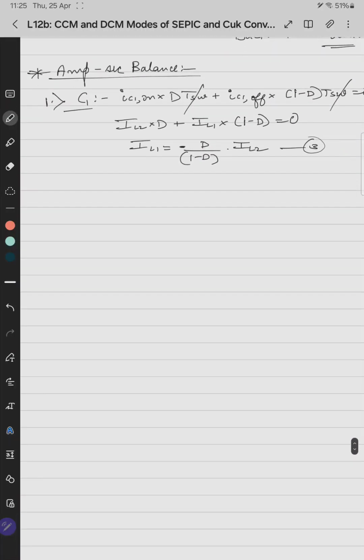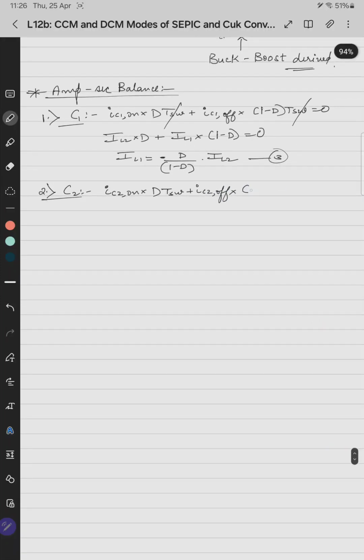Anyways, we'll follow only one convention and then accordingly do everything with respect to it. So second is C2 or C0. So IC2 on into D plus IC2 off into 1 minus D into T switching becomes 0.